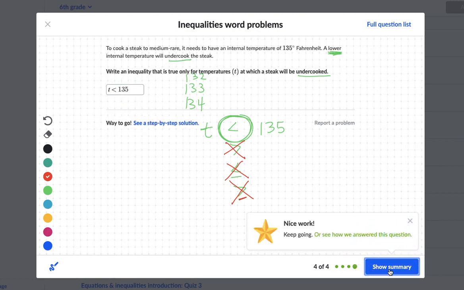Okay? Let me know if you have any questions as you work on these problems. Remember to look for those key phrases and just double check. Use some sample numbers like I did to make sure that your answer makes sense. And I'll see you in class.